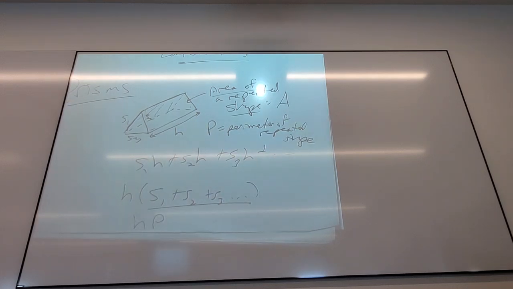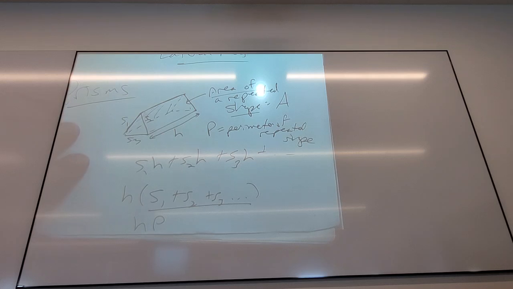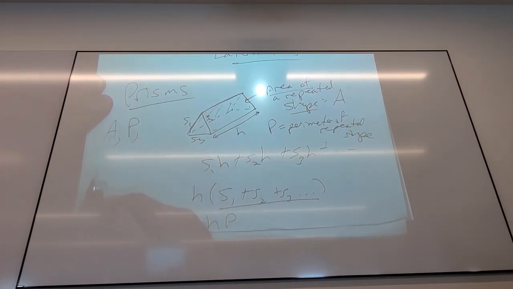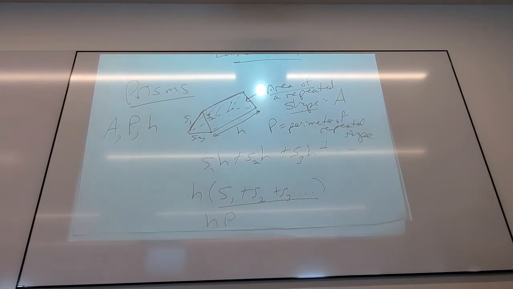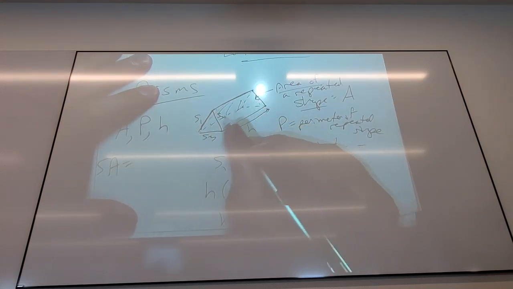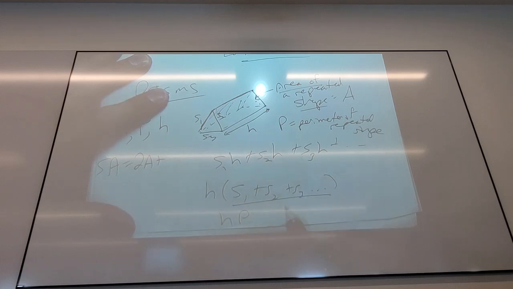and the height. Okay, let me stop for a minute. So they tell me the area of the repeated shape, the perimeter of the repeated shape, and the height of my prism. And if you lay it down like it is, you can call it the length, but we're just going to call it height in general. Then the surface area of that would just be, how many of these do I have? I've got 2 of these. So 2 of these plus what we just figured out down here, pH.